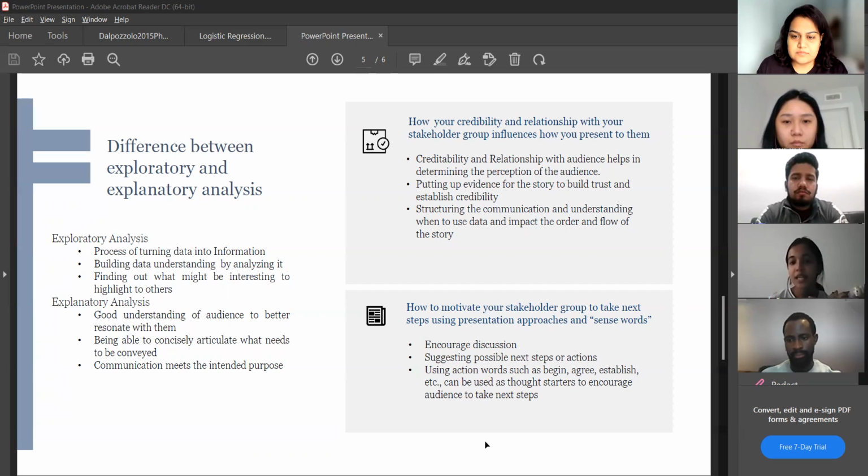So we can encourage discussion by pointing out a lead to one of them, or we can suggest some next steps, or we can wait for their reaction. Also, we can use some thought starters like begin, agree, establish to encourage the audience to take next steps. So that's it. I move to David.